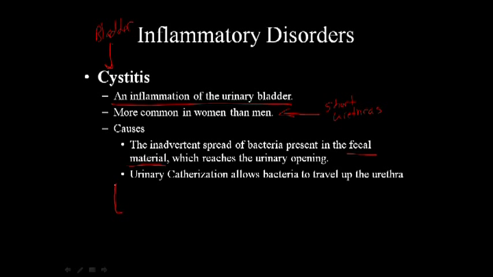But you also see this quite commonly with urinary catheterization, which allows bacteria to travel up the urethra. Typically, the bacteria has to be present. So usually the bacteria is already there. It just needs a way to get into the bladder, and urinary catheterization offers the right means to do that.